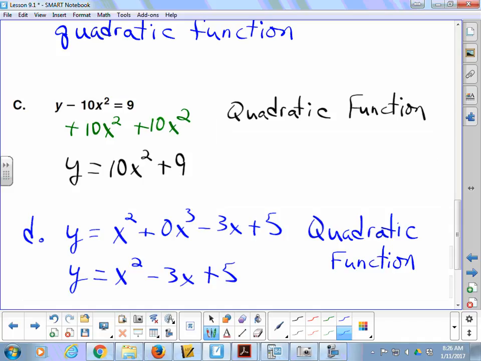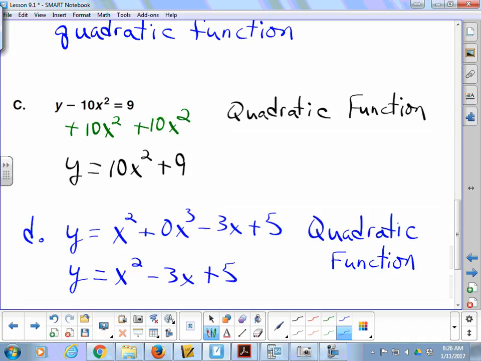Now when you see that, you'll know. So there's identifying quadratic functions. The biggest thing is, if I have a set of points, are the second differences the same? If I have an equation, is the greatest power 2?